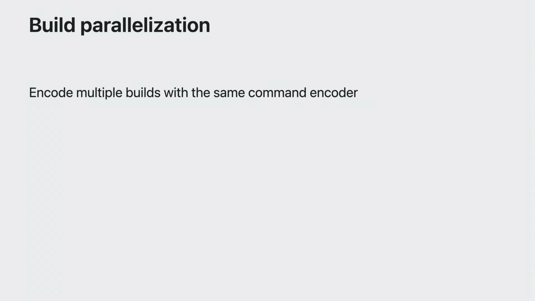Whenever you can, be sure to batch your builds by encoding multiple builds to the same command encoder so they can run in parallel. You will want to parallelize as many builds as you can while ensuring that the working set fits in memory. Also remember that after an acceleration structure build completes, the scratch buffer is no longer needed. This means that you can reuse the scratch buffers from one batch of acceleration structure builds to the next.